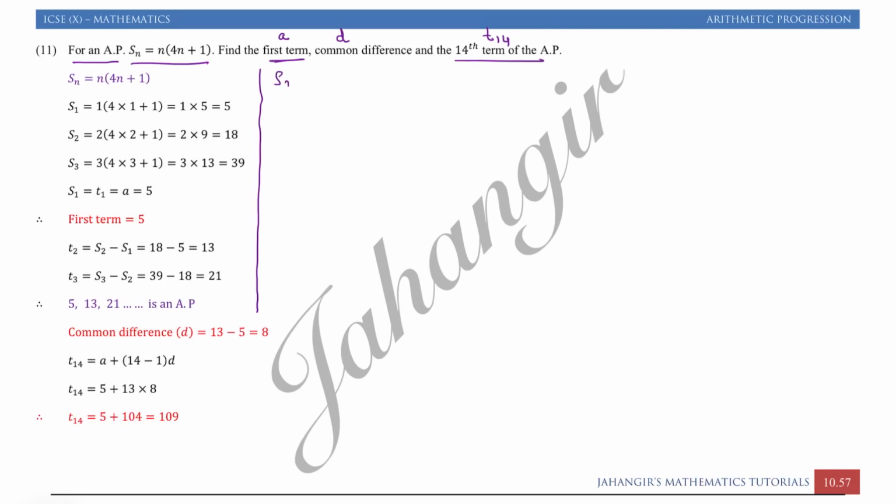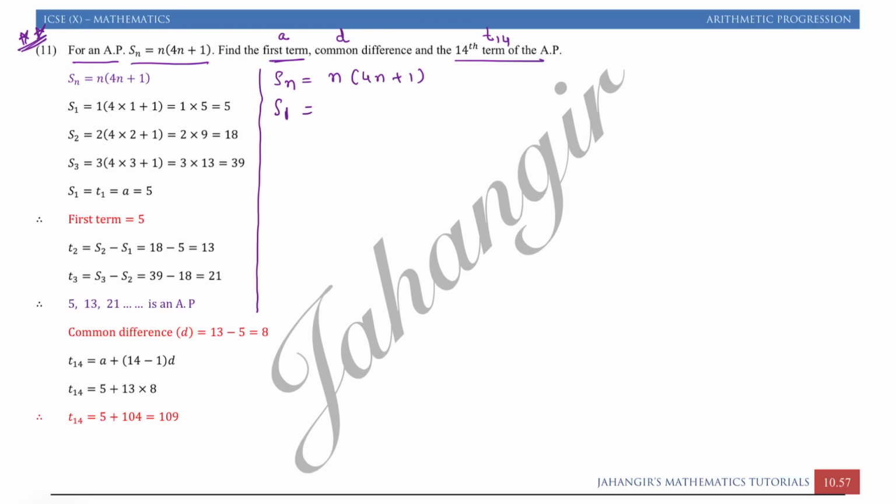So let us write the equation given for Sn. Sn is equal to n into 4n plus 1. Before starting with the sum, I will tell you to mark this sum as an important question. This type of question may come in prelims. So here I will find the sum of first term.